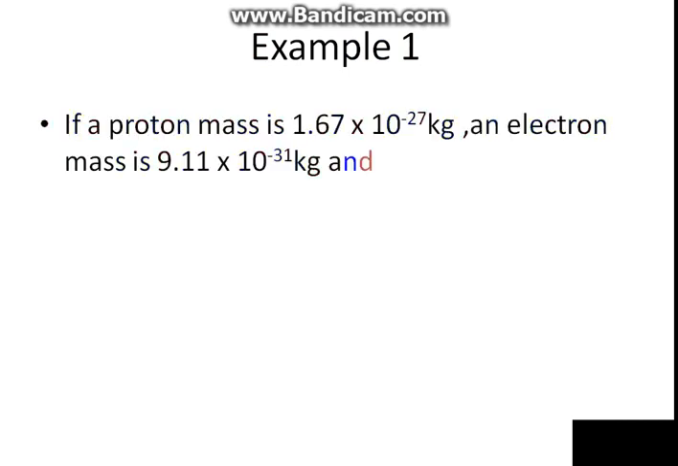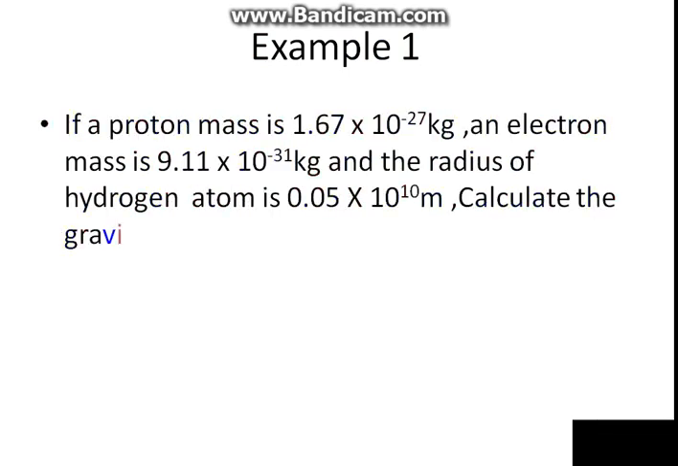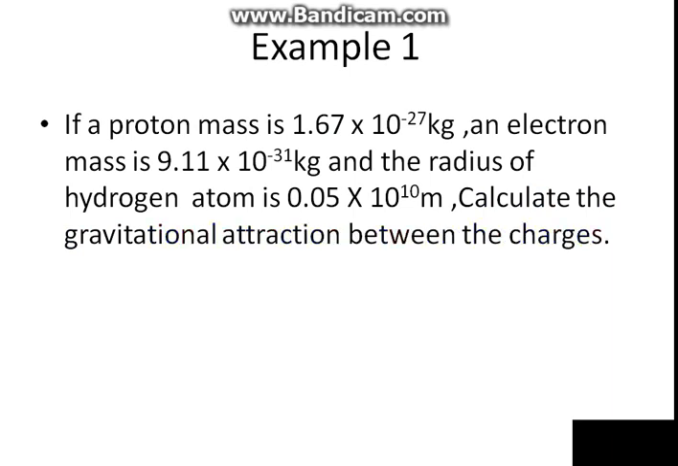Example 1. If a proton mass is 1.67 times 10 raised to power minus 27 kg, and electron mass is 9.11 times 10 raised to power minus 31 kg, and the radius of hydrogen atom is 0.05 times 10 raised to power minus 10 meters, calculate the gravitational attraction between the charges.